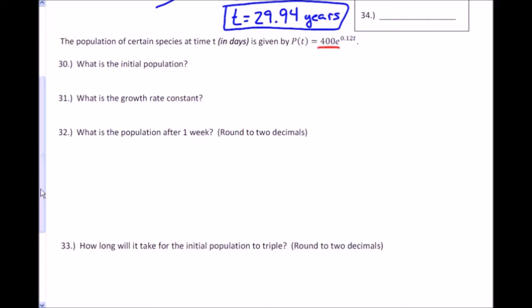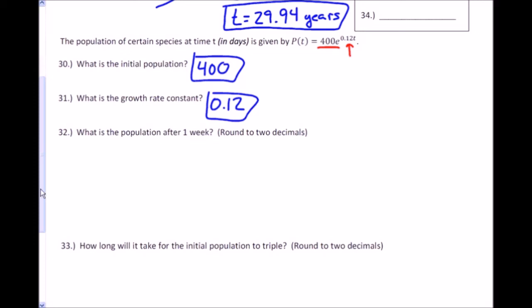It's this guy right here. It's the 400. And if you forget that, just put a 0 in for time, and you should get a 400 out for the initial population. The growth rate constant this time, the k value, is up here. It's the 0.12. So make sure you're able to read these things and understand this exponential growth model. This is for continuous growth.